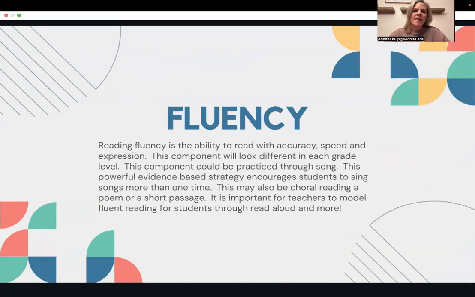Fluency is the ability to read with accuracy, speed, and expression. This component is going to look different in each grade level, depending upon your learners. You will notice as a preschool teacher that your students aren't reading. You are just learning the letters and really spending a lot of time talking with your learners. This is oral language fluency, and this is so important because it's the basis for reading fluency.